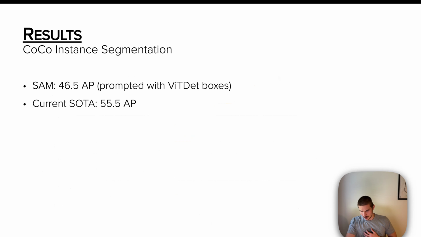Then if we compare that to something we know, for example, COCO instance segmentation. Again, SAM cannot do instance segmentation on its own, so it needs to be prompted with something. And in the paper, they prompted that with ViT detector that outputs bounding boxes, used that as a prompt, converted that to segmentation masks, and they got 46.5 AP. And that's much worse than current state of the art. But then again, this SAM model hasn't seen a single image from the actual COCO dataset.